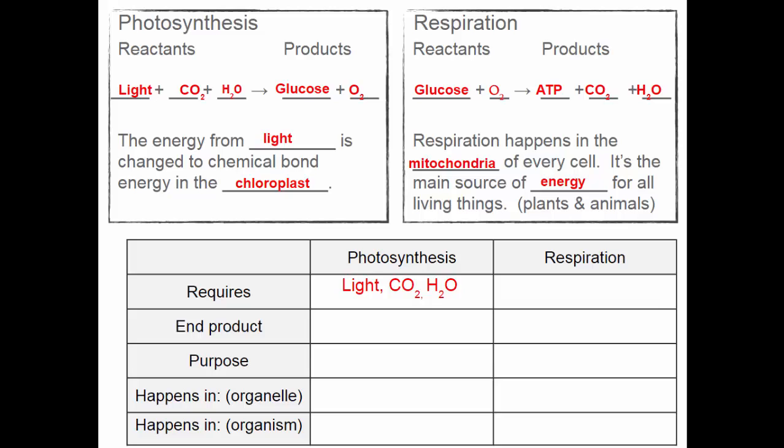Sage? Yes, but I guess I'm going this way. Respiration, what does it require? Sage? Glucose and oxygen. Yes. The end products of photosynthesis, Sage just told us, are glucose and oxygen. The end products of respiration. Olympia. The products. The ATP and carbon dioxide. Yes. ATP, carbon dioxide.